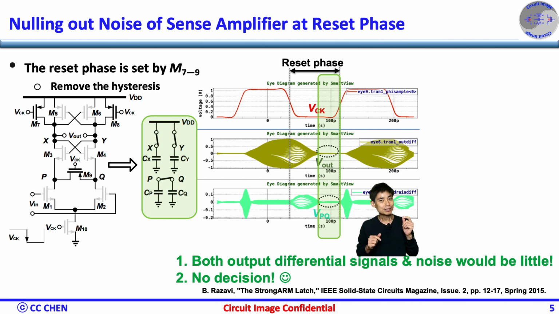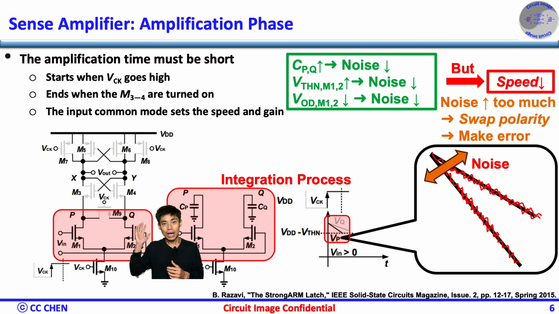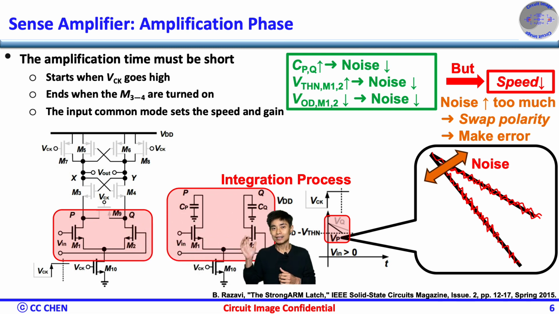This will simplify our noise analysis, even though it's a time varying system. What's the next phase? Is that the dominant phase of our noise analysis? Yes, sampling or amplification phase. In the sampling phase, the input differential pair amplifies the tiny input differential signal.